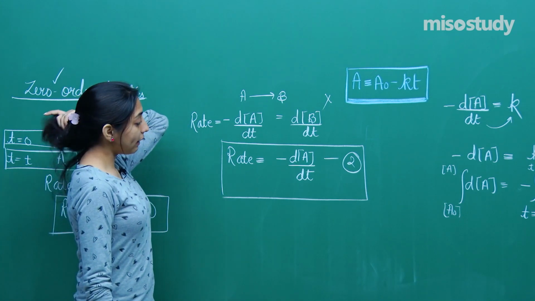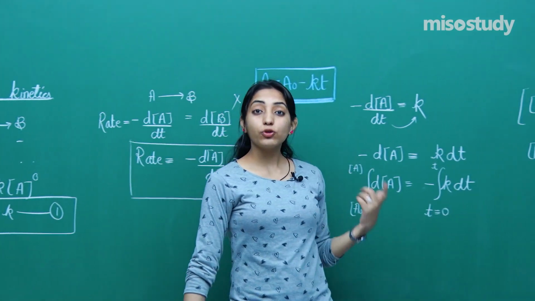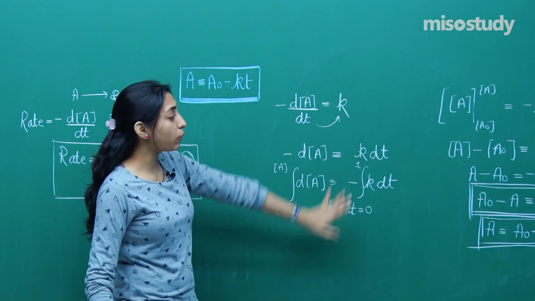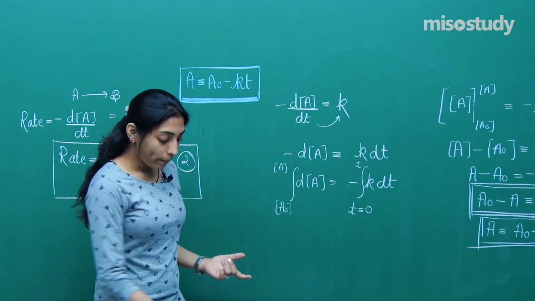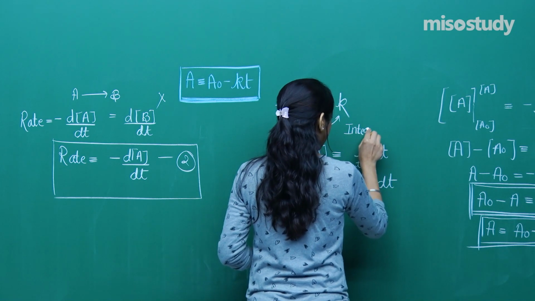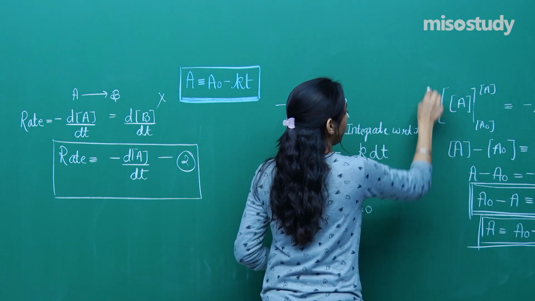So when you have to write rate as minus dA by dt, then you can simply understand the fact, since the two expressions are of rates only, so we can say minus dA by dt is equal to K dt. So now the better thing to write here is, integrate both the sides with respect to T.